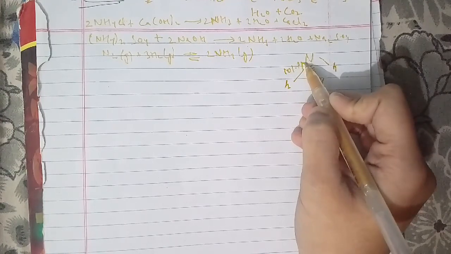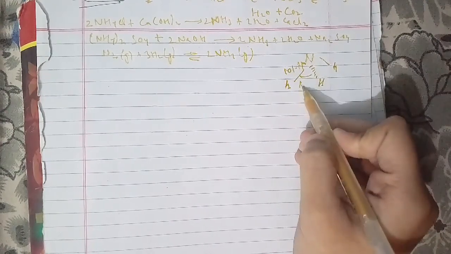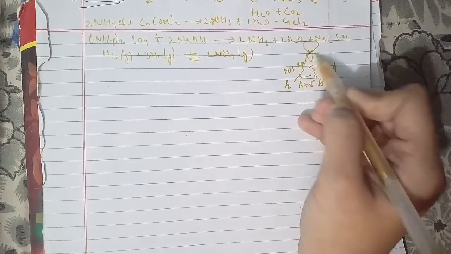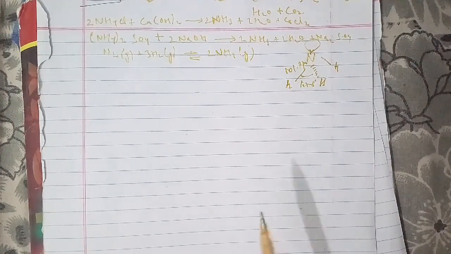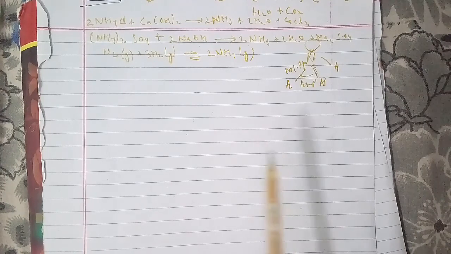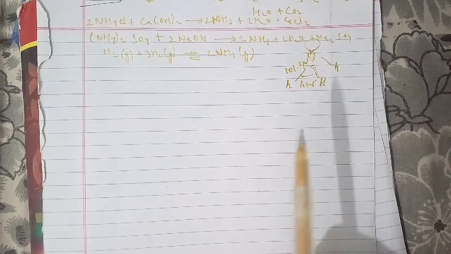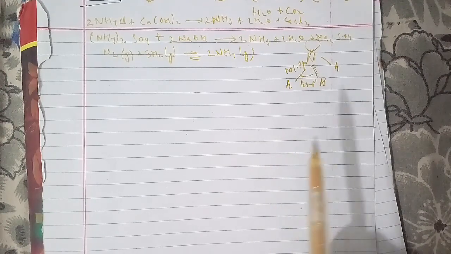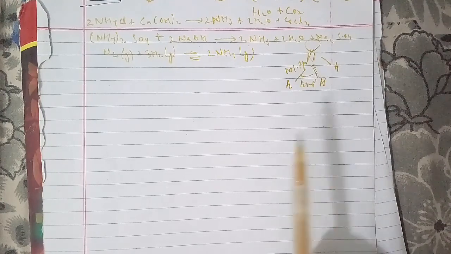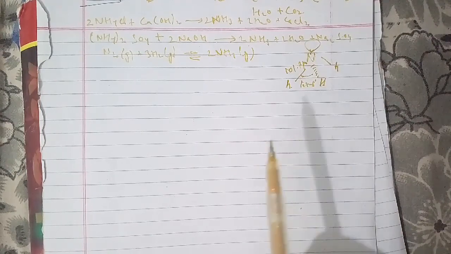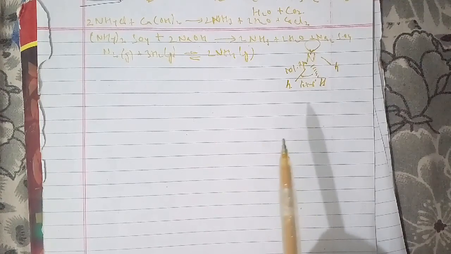As a weak base, it precipitates the hydroxides or hydrated oxides of many metals from their salt solutions. For example, it forms here: ZnSO4 aqueous plus 2NH4OH aqueous gives Zn(OH)2 solid plus (NH4)2SO4 aqueous. This Zn(OH)2 is a white precipitate.